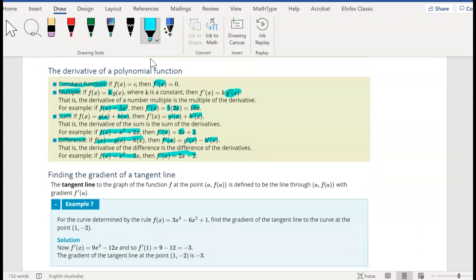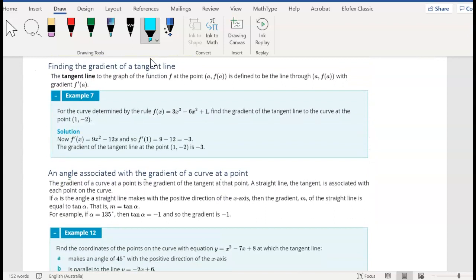All right, so remember I said in the previous video that the gradient of the tangent line is the same as your derivative at that point. In example 7, we've got a cubic, f of x equals 3x cubed minus 6x squared plus 1. Find the gradient of the tangent line to the curve at this point. So what we need to find is the derivative, which gives us the gradient, and then we substitute the x value into that derivative function.